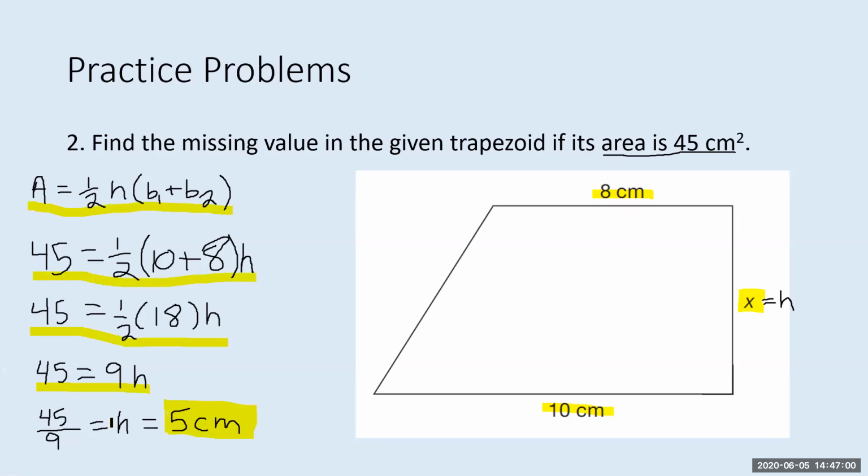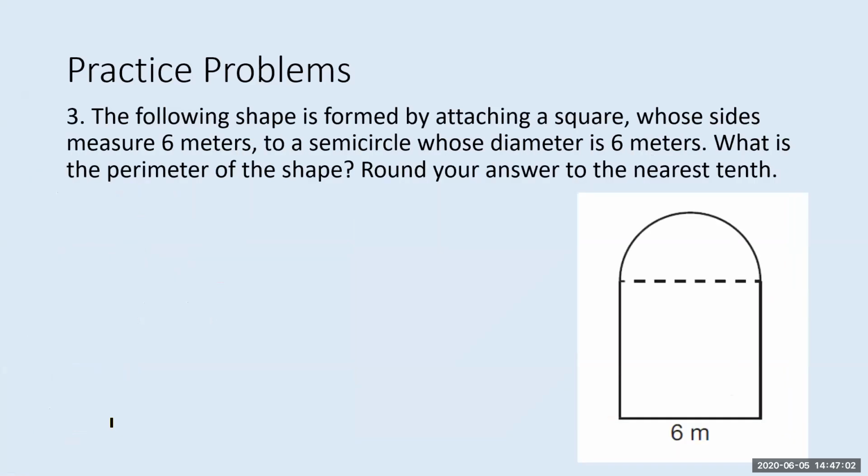All right, let's go on to the final problem here. We're almost done. If you've made it this far, congratulations, you've done a lot of work. So last problem, number 3, the following shape is formed by attaching a square whose sides measure 6 meters to a semicircle whose diameter is 6 meters. What is the perimeter of the shape? Round your answer to the nearest tenth.